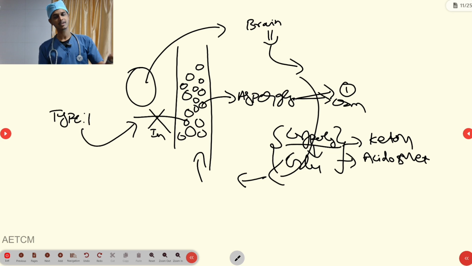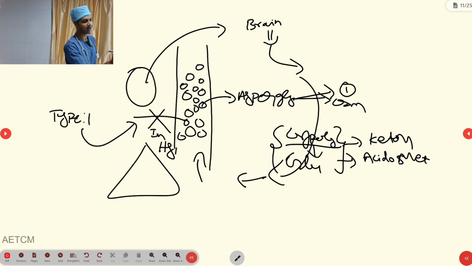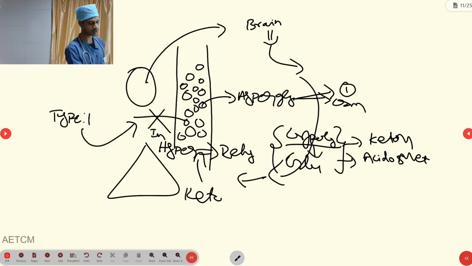So those are the three entities. First is hyperglycemia, and secondary to hyperglycemia the person will develop dehydration because of the osmotic diuresis. Not fluid alone, we will lose electrolytes also. Then the second thing, you will get ketone bodies. Third thing, you will get metabolic acidosis. So these are the three entities that will occur in diabetic ketoacidosis.